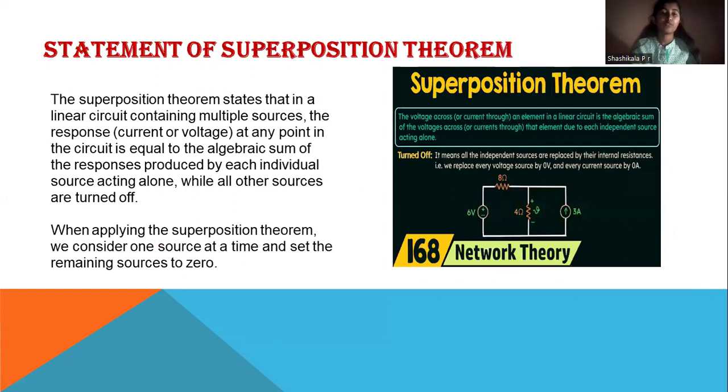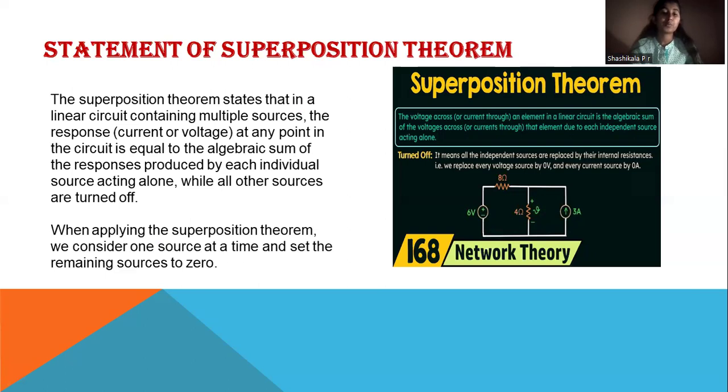Now, let us see the statement of superposition theorem. It states that in a linear circuit which contains multiple sources, the response, like the current response or the voltage response at any point in the circuit, is equal to the algebraic sum of the responses produced by each individual source acting alone, while all the other sources are turned off.